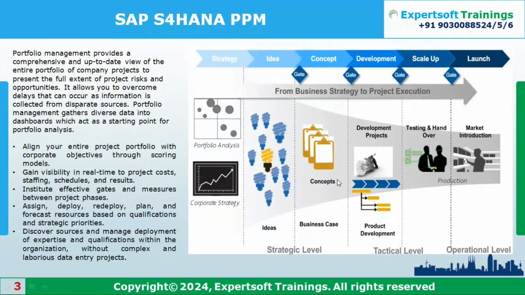Okay, so any doubt on this? Yeah, so I suppose this PPM we are using in two phases. One phase is what you have explained in this slide: we are taking the strategy, passing through various gates, and let's say we have decided on some initiative that we are going ahead with this project, and then we pass this information to the PS. So that is one part of PPM, and the other part is the execution.